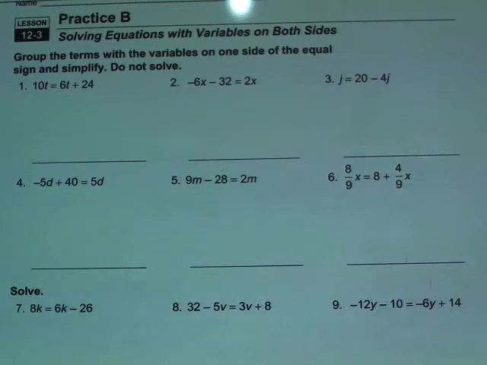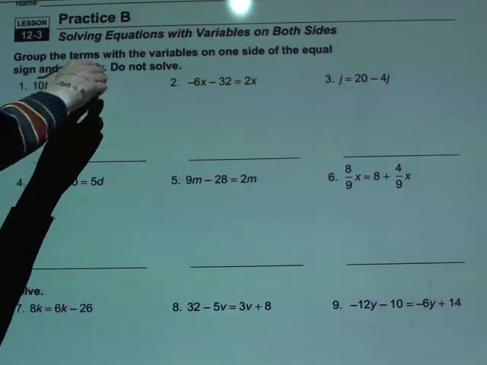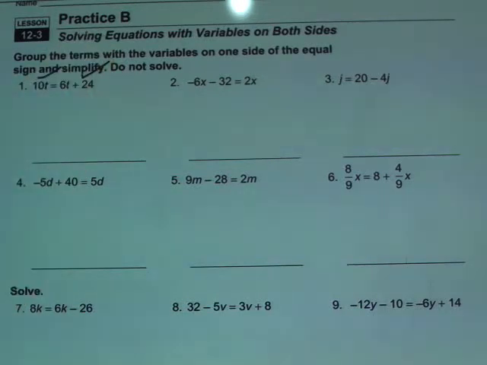You've got 10t is equal to 6t plus 24. Now remember, the rules we use for solving equations tell us to keep the variables on the left. So 10t being on the left side of the equal sign, that's a good thing. And 24 being a number all by itself on the right side of the equal sign, that's a good thing. So the only thing that's really wrong about this question right now are those 6 t's. Those 6 t's need to get carried back over to the left side.